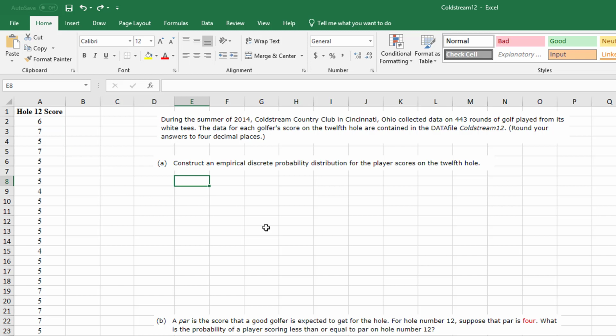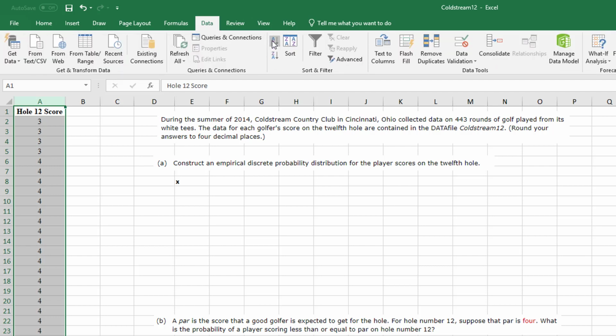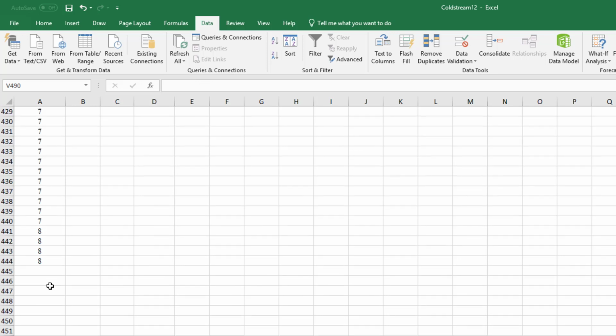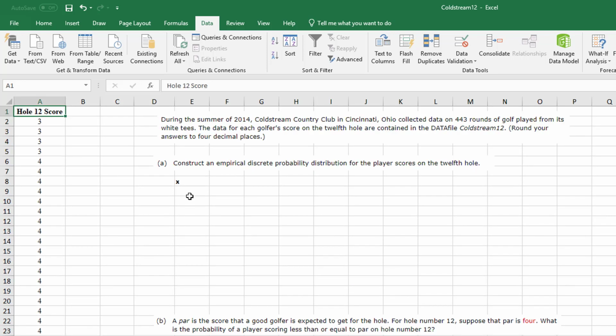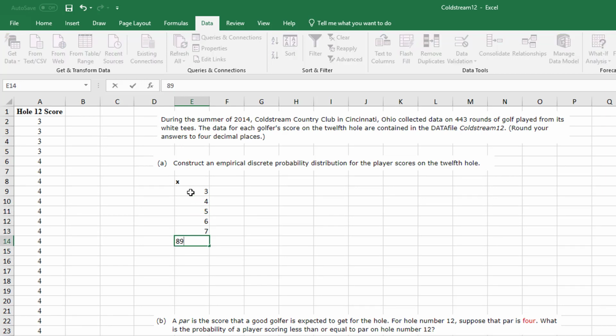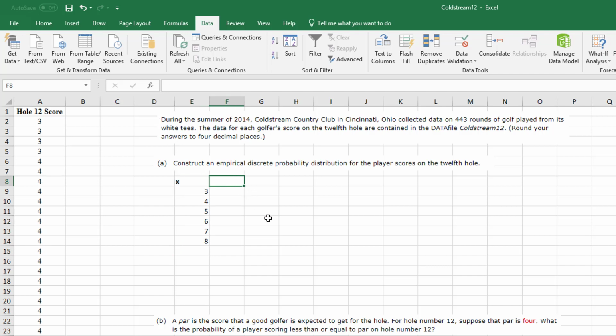And so the first thing I want to do to construct my probability distribution is I need my random variable values. So I don't really know just by looking at this where they start. So probably what I would do right away is just sort them. So I can see they start at 3, and if I go to the end, they end at 8. So in other words, 3, 4, 5, 6, 7, 8. So these are the values that my random variable would take on.